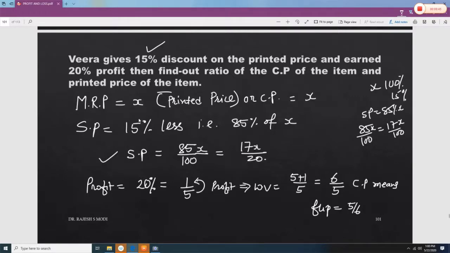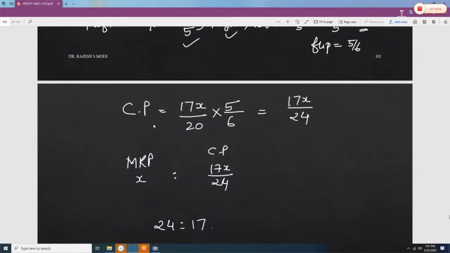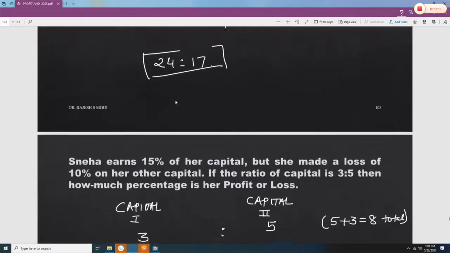And she is making a profit of 20%, so you have to find out the whole value of the 20%. So it is 1 over 5, it is a profit, so 5 plus 1, 6 over 5. And then you have to find out the CP, means you have to flip this figure, so it is 5 over 6. Now CP that we already calculated is 17X over 20 into 5 over 6, that is 17X over 24. MRP is already X and the new CP is 17X over 24. So ratio is going to be 24 is to 17.